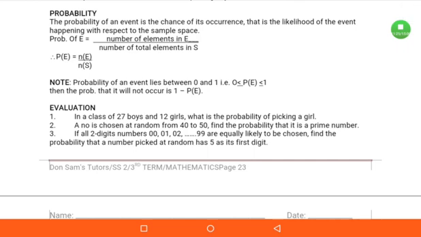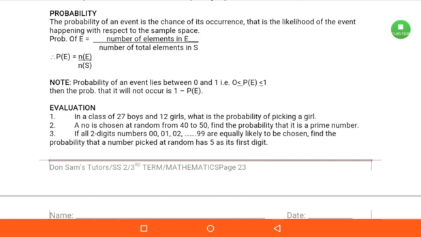If you pick one girl, that'll be what? The number of girls over the total number of people in the class. How many girls do you have there? 12. So our probability is what? 12 over 39.